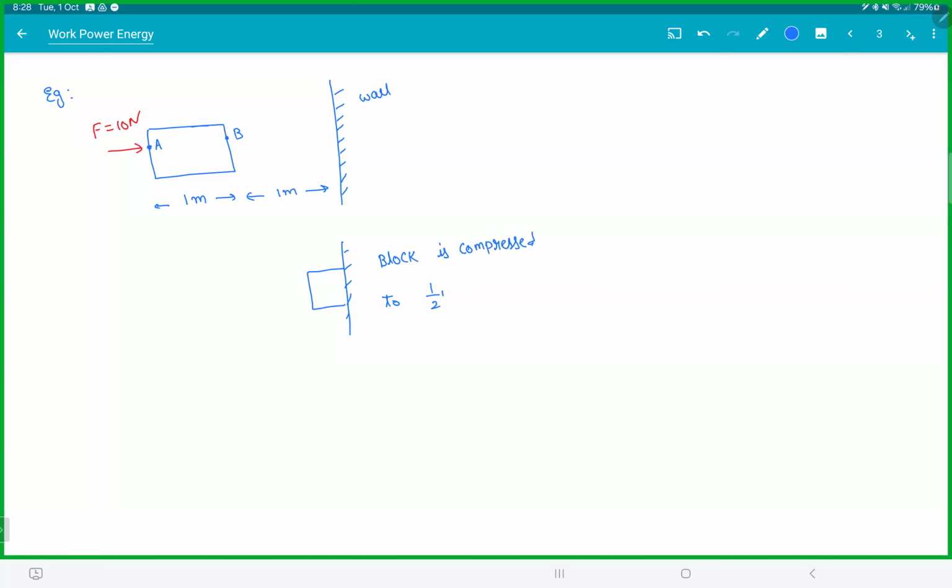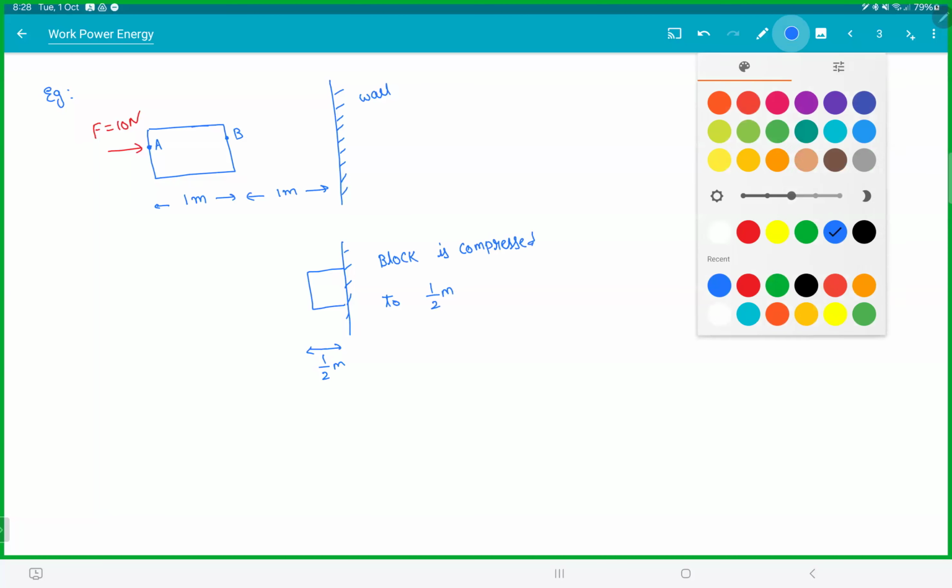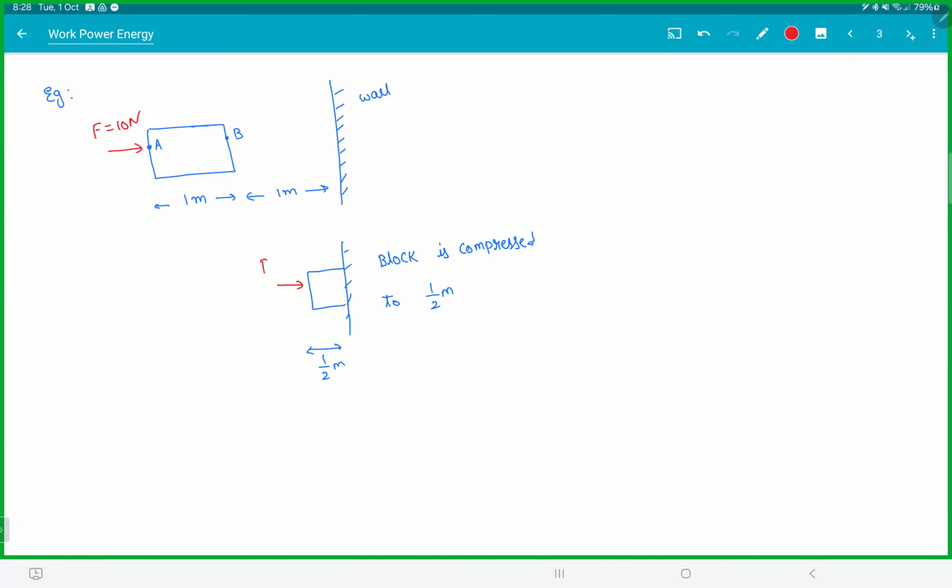So something happened and the block became half a meter in width. And the force is still there, 10 newtons. Now, if I ask you this question, can you tell me how much point B moved and how much point A moved? What is the displacement of B? B traveled only from here to here, right? That is 1 meter. What is the displacement of A?